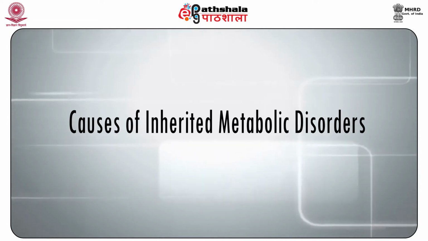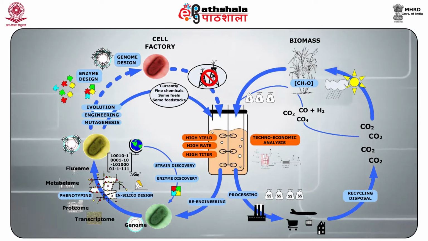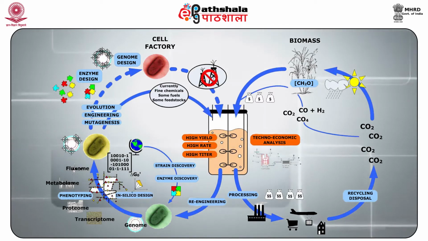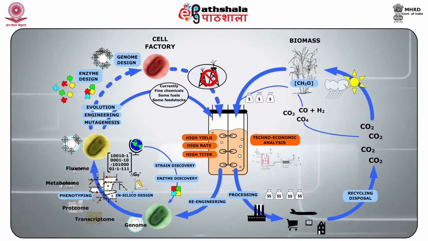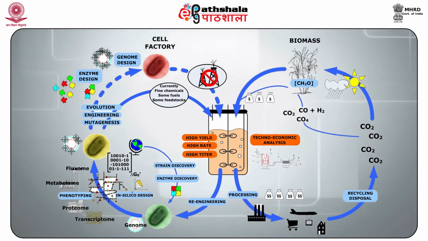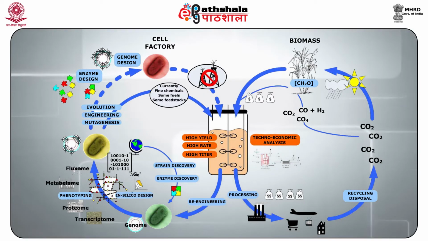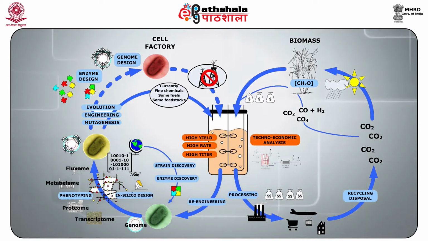Causes of inherited metabolic disorders. The enzyme required for carrying out a particular metabolic process is either not produced or does not work even after production, which results in inherited metabolic disorders. Due to inefficiency or absence of the enzyme, a buildup of toxic chemical substances can take place and the main required products may not be produced.